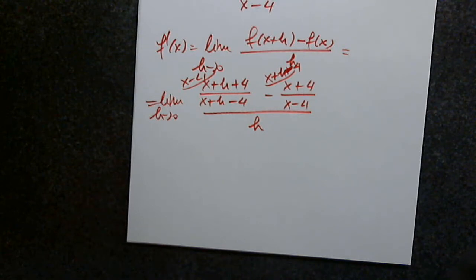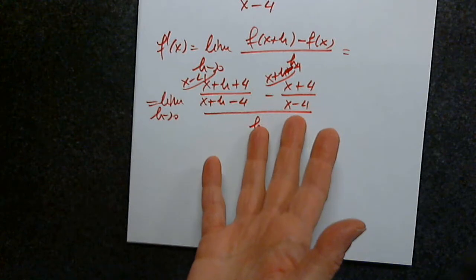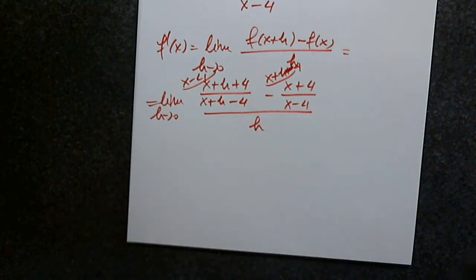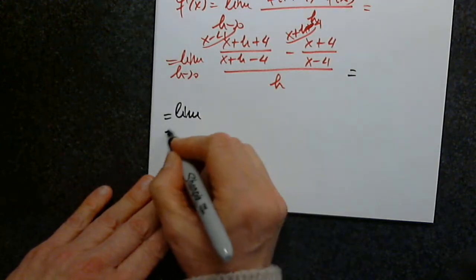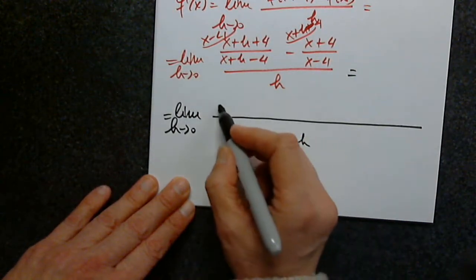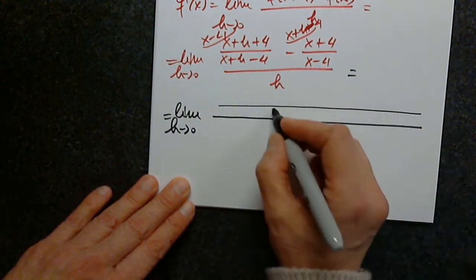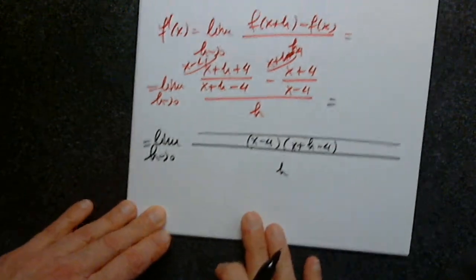Even if you say, well, it's 0 over 0, why don't we differentiate? You don't want to differentiate in this stage. That will be very difficult. So, limit as h approaches 0. The least common denominator must be the product of those two. And let's see what we get.